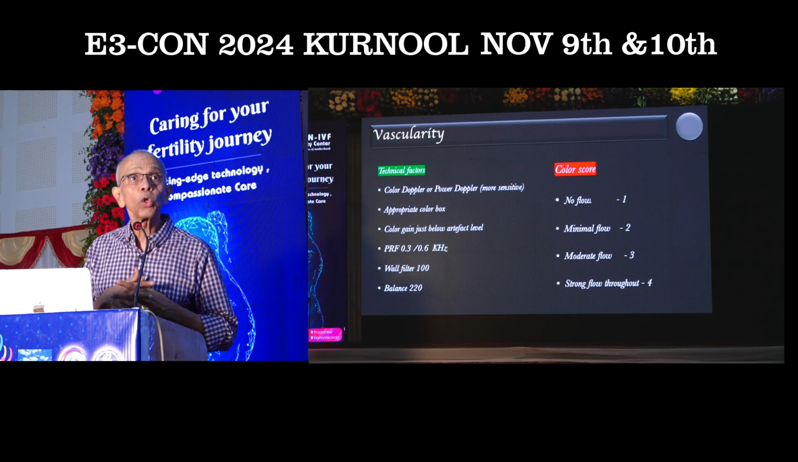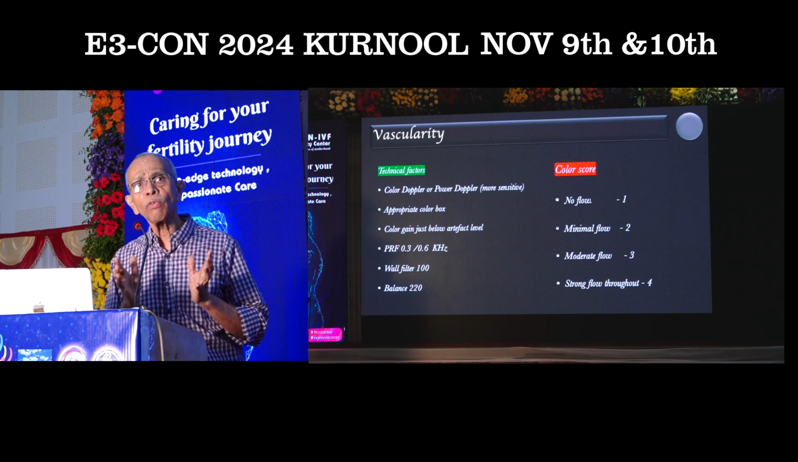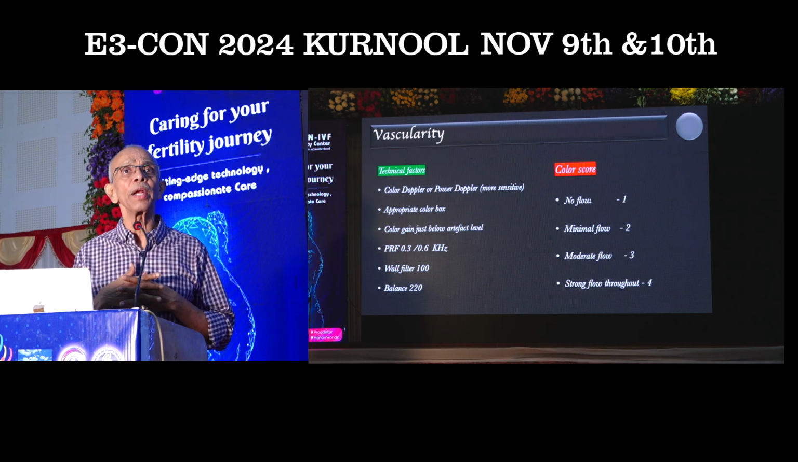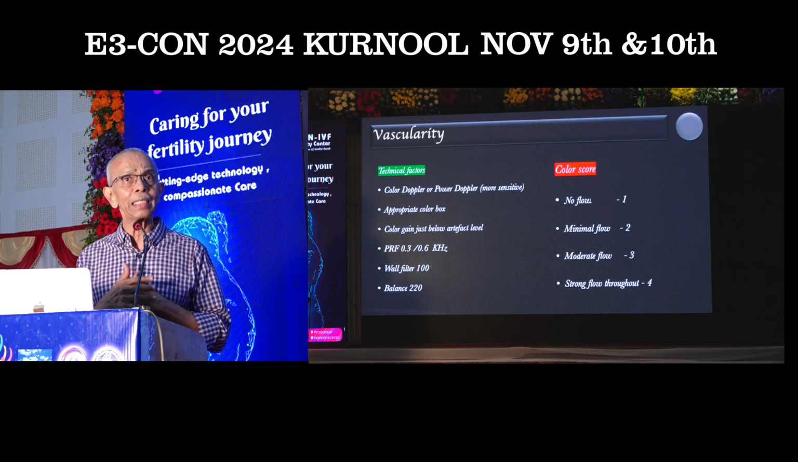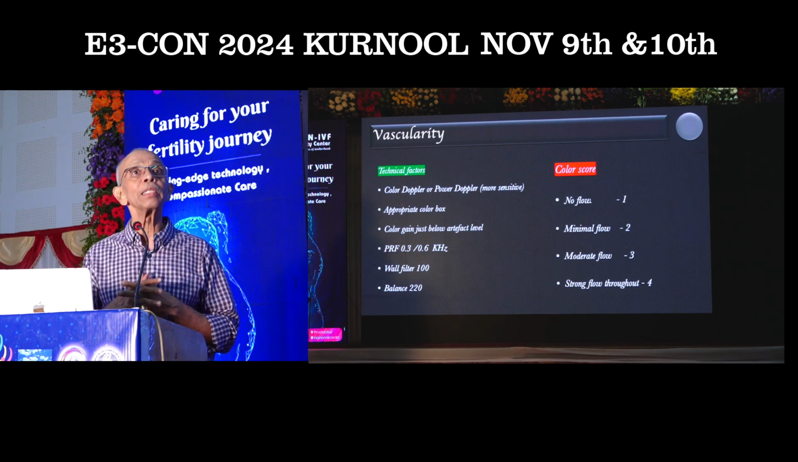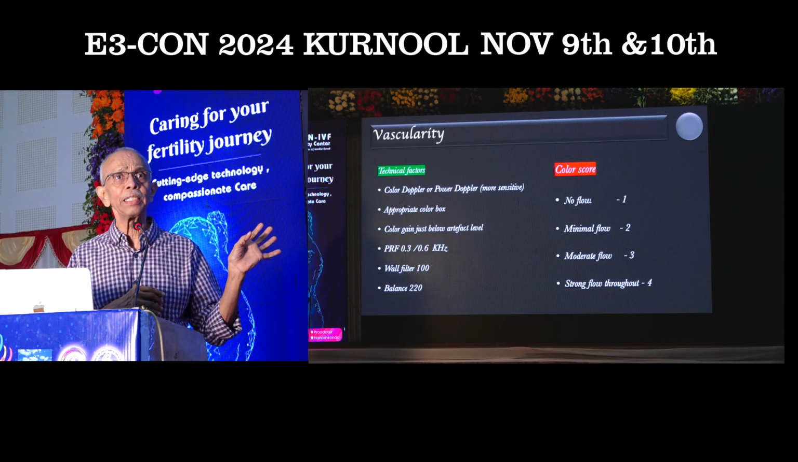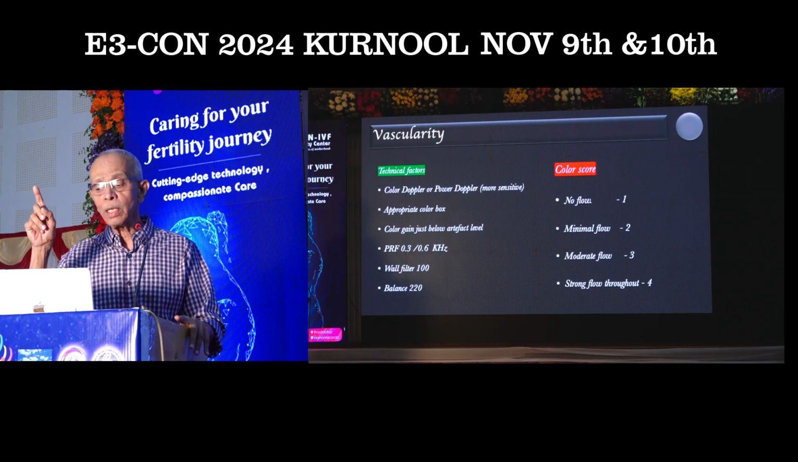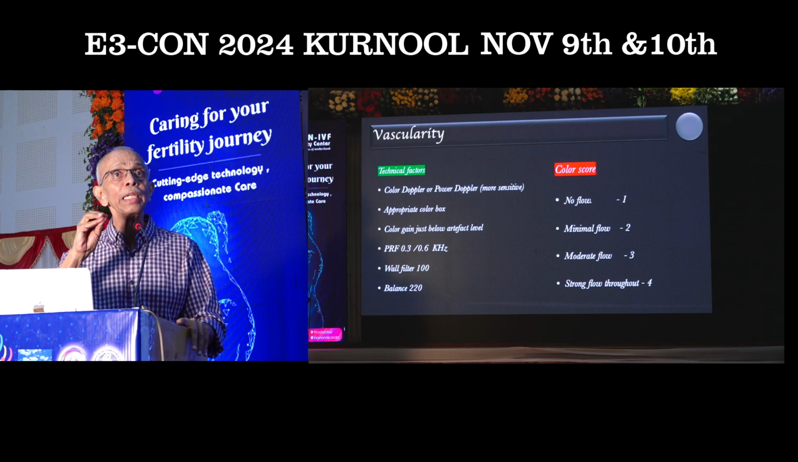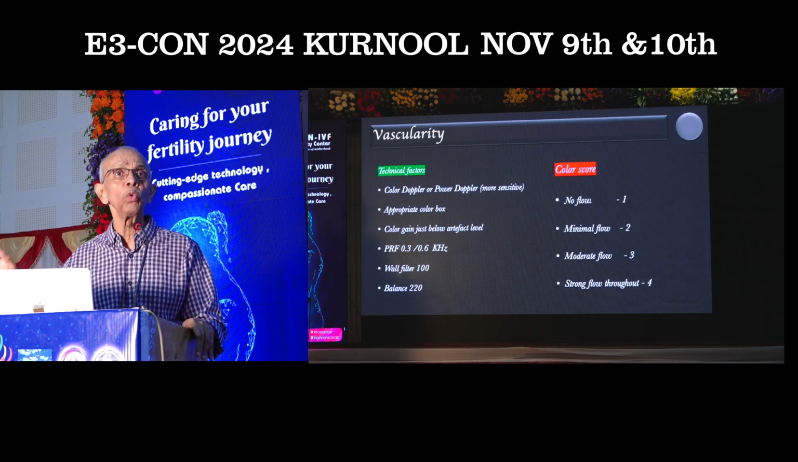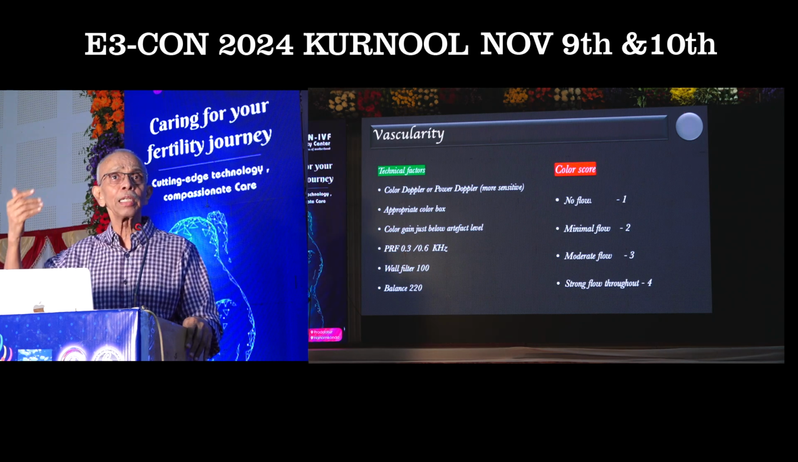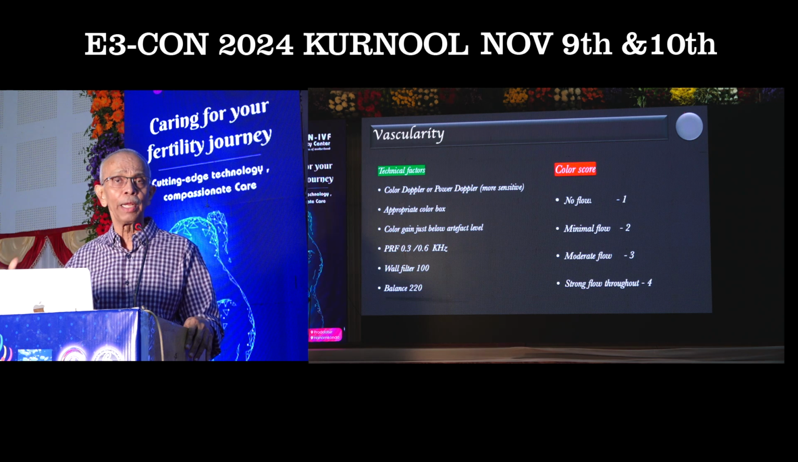Now, how do we score these colors? Most often, we all know that whenever we evaluate the color in an adnexal lesion, we can score it as no flow when you can't demonstrate any vascularity in the lesion, and then you call it color score 1. Then if we have a minimal flow in the lesion, you call it color score 2. Similarly, moderate is color score 3 and abundant is color score 4.